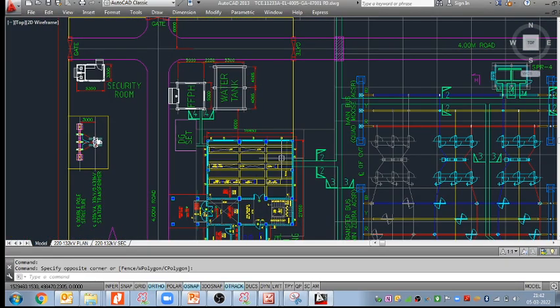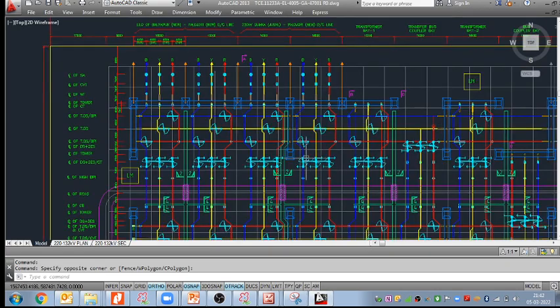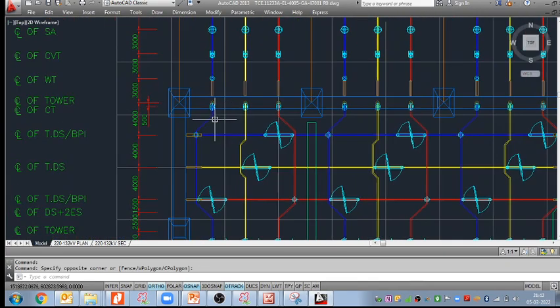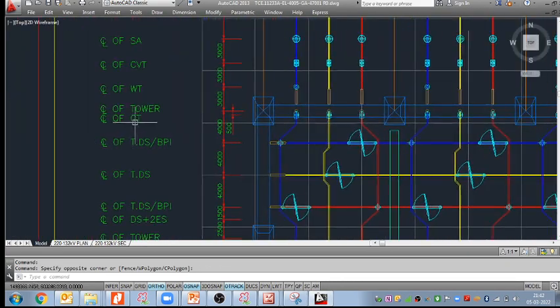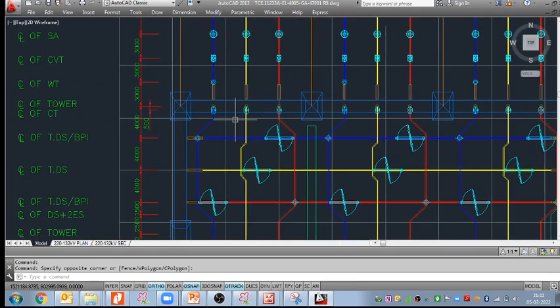Okay, so now what we need to do: suppose CT we are putting here. This is the center line of the CT. So we need to use the PL command. Please consider my command line in the AutoCAD. I'm using P and L. PL stands for polyline. So you enter this command, and now we can draw one polyline.